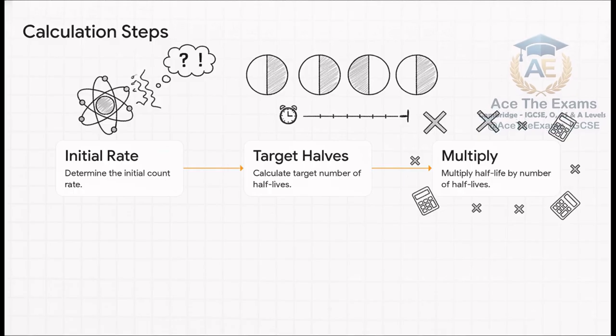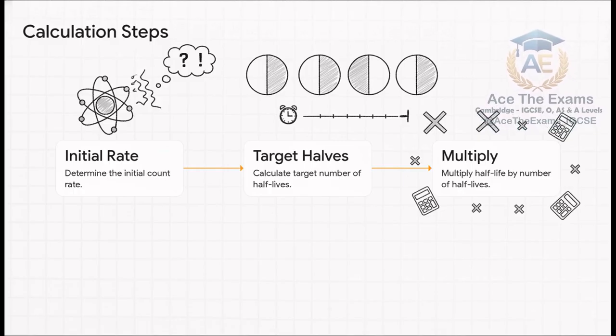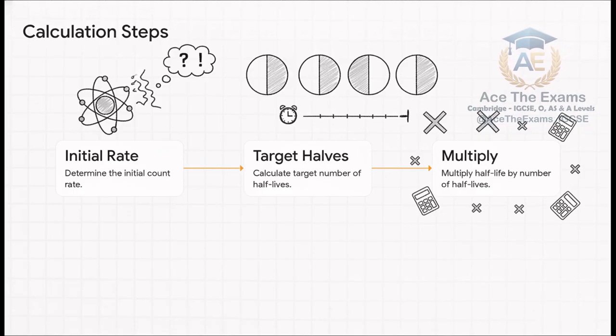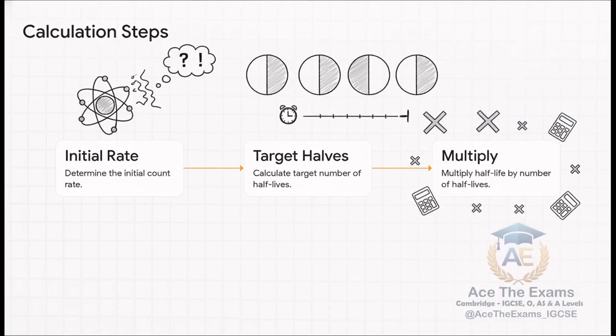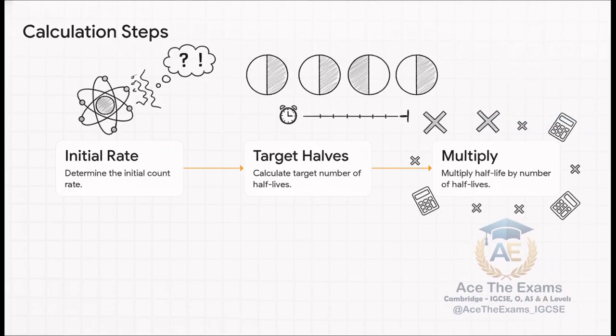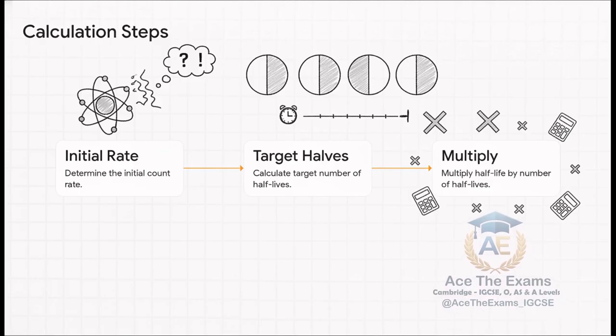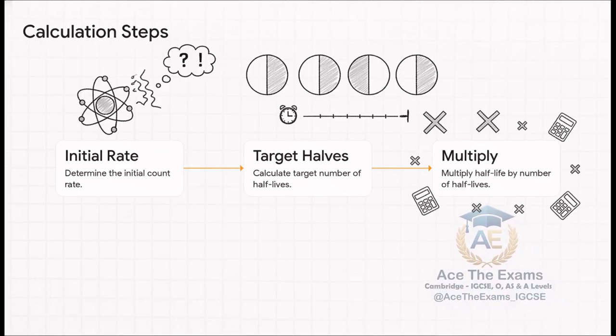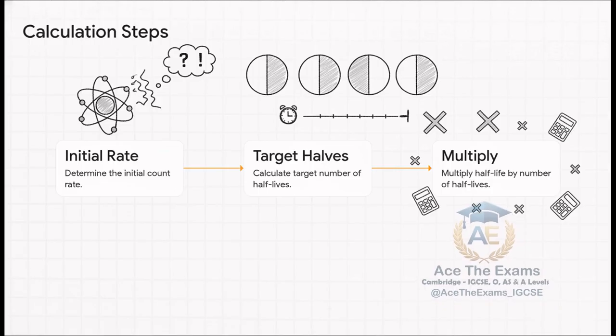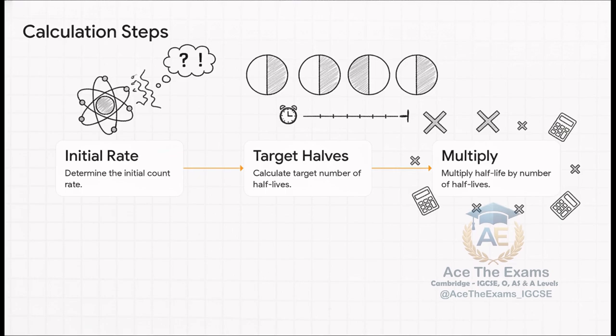Step 2. We now know for a fact it took exactly 4 half-lives to reach the target count rate. Step 3. Multiply the 4 half-lives by the duration of 28 years. 4 times 28 equals 112 years. By structuring your answer exactly like this on the page, step by step, you guarantee every single working out mark available, even if you mess up the final multiplication.